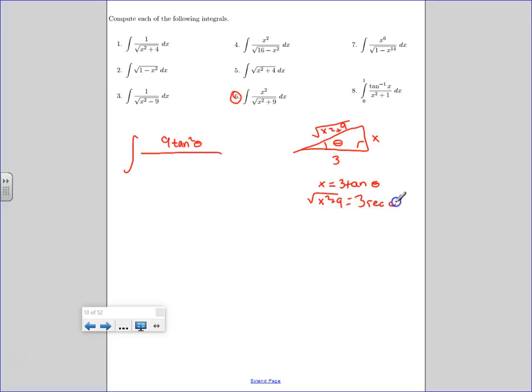Cosine is 3 over, so this over is secant, and then we just move the 3 to the other side. Why does that help us? Is that what you're asking? Yes, because then we can just plug in. Otherwise, we have to plug in tangent squared plus 9 and do some transforming. This way we can just go straight to the trig, which would be 3 secant.